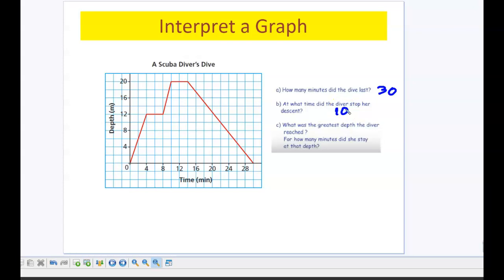What was the greatest depth the diver reached? Well, looking at the graph, the greatest depth the diver reached was 20 meters. How many minutes did she stay at that depth? Well, she stayed at that depth from 10 minutes to 14 minutes, so for a total of 4 minutes.